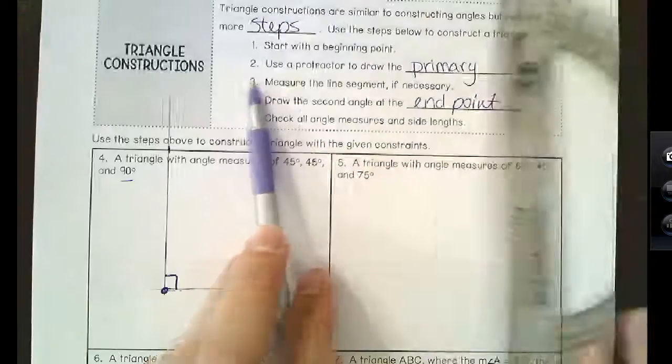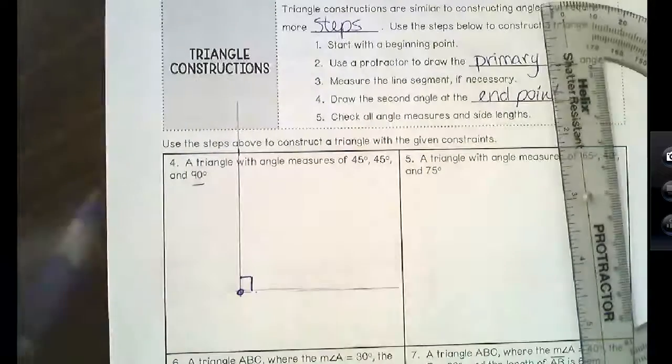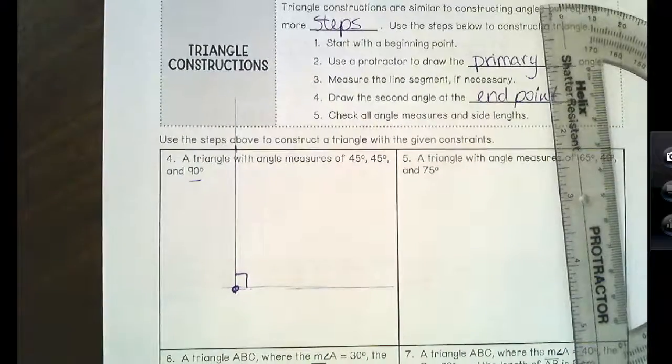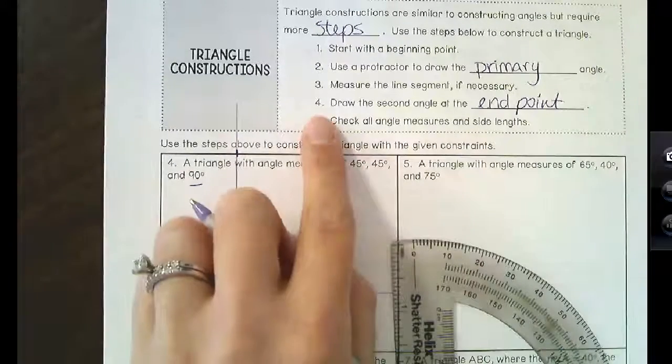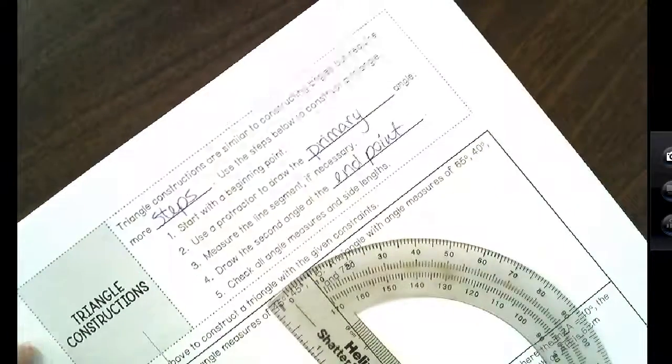Now the next step tells me to measure the line segment if necessary. It's not telling me how long each of these line segments need to be, so it's not necessary to measure it. But number 4 says to draw the second angle at the end point. So I'm going to go ahead and go to this end point right here, what I had used for my 90-degree angle, that dot that I created.